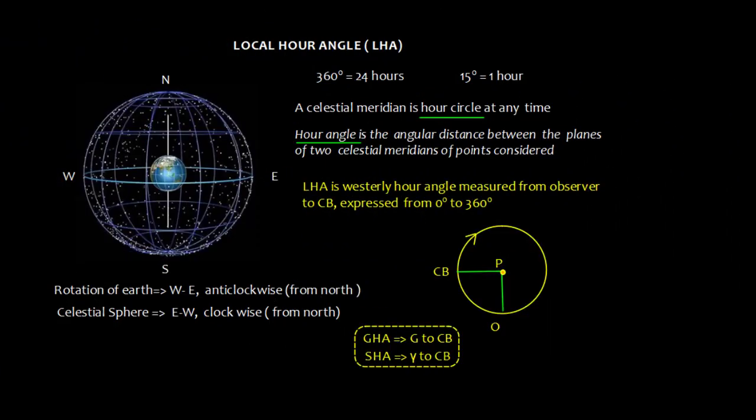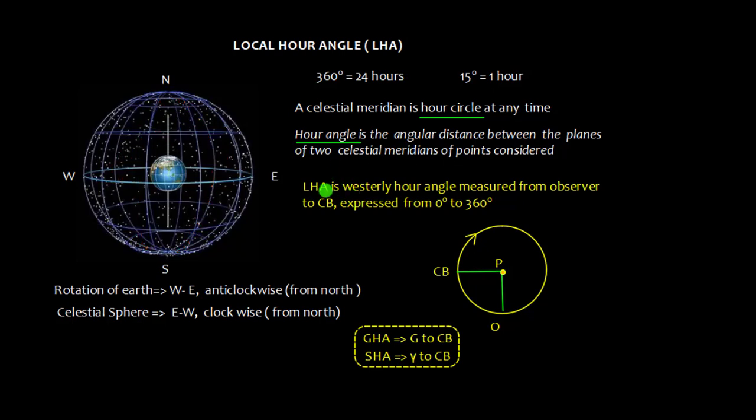Then we need to understand one more term, which is local hour angle, LHA. Well, 360 degrees of rotation is taken as 24 hours. So obviously 15 degrees is 1 hour. So all these meridians on this celestial sphere are called hour circles. All right. Then hour angle is the angular distance between two planes of celestial meridians. Suppose one celestial meridian is passing through the observer, another celestial meridian is passing through the celestial body. Then this angular measurement is LHA.